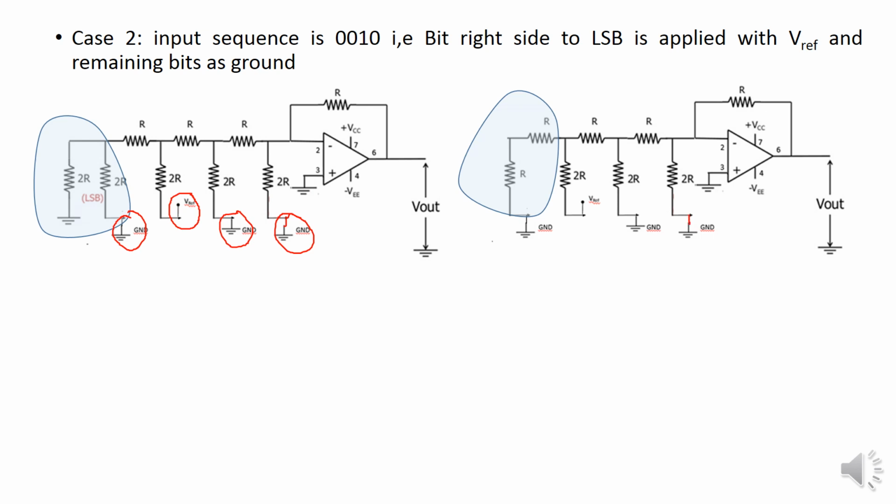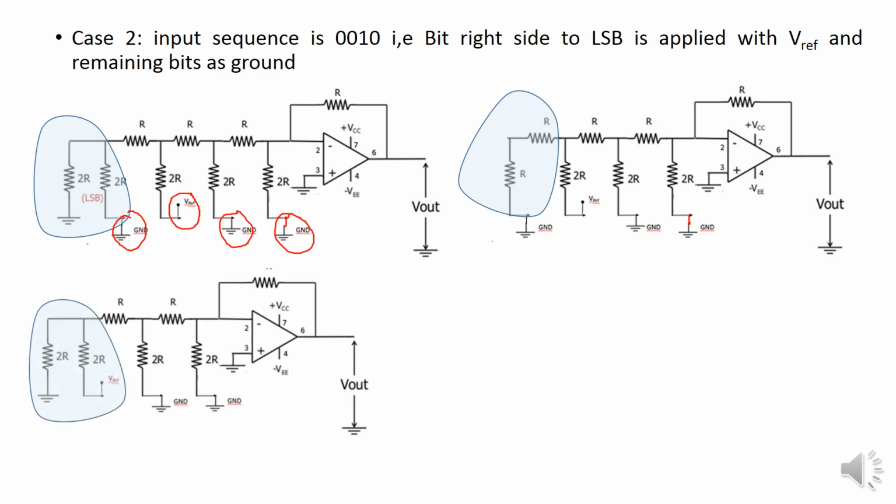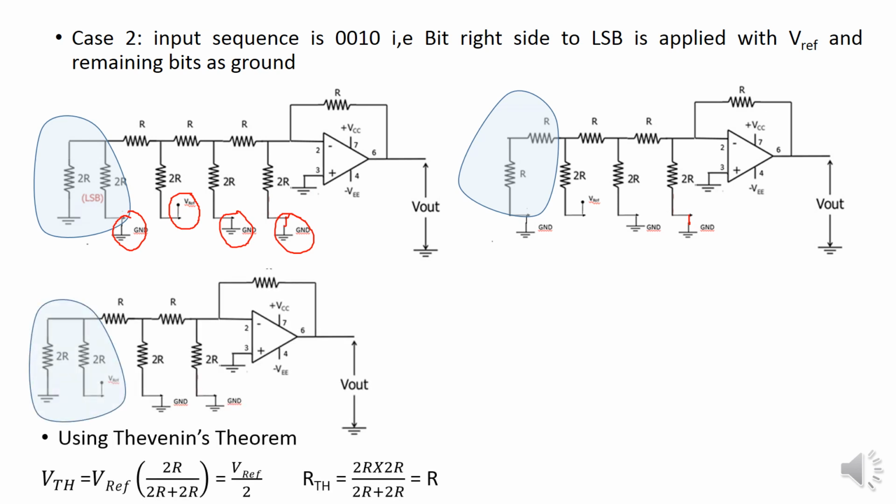So now the circuit is reduced to two resistors of R and R connected to ground, and next to that is a V reference connected to 2R. Now again, as earlier, let us simplify this using Thevenin's theorem. Here the applied voltage to the resistive network is V reference, and the resistors are 2R and 2R.